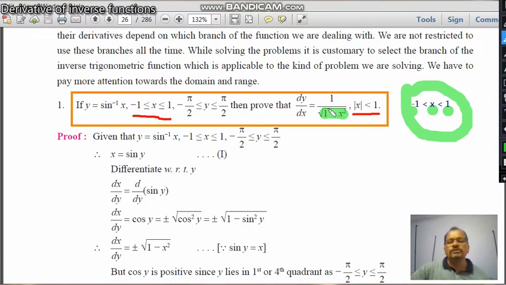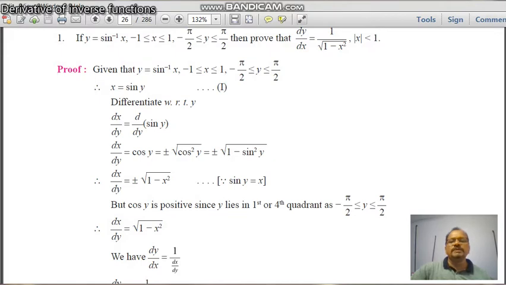mathematics. Also in the theorem of inverse function we have studied that dy by dx is equal to 1 upon dx by dy, provided that denominator dx by dy is non-zero. Therefore this condition is there and we have removed this equality and taken strictly less than. Now let us see the proof.